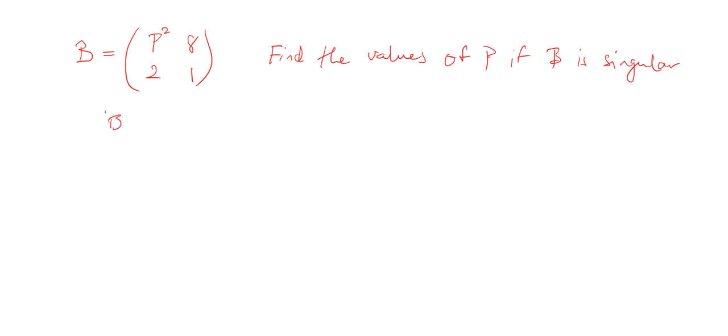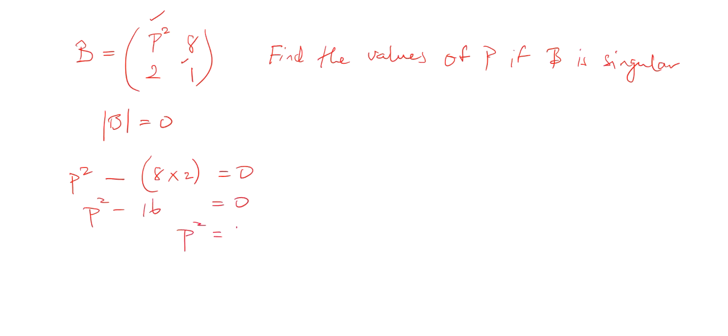So we start off by saying the determinant is equal to 0. So we set up our equation to find the determinant. This term by this term, so it's P squared by 1, which will give me P squared, minus, in brackets, 8 multiplied by 2 is equal to 0. So P squared minus 16 is equal to 0. So P squared is equal to 16. Therefore P is equal to the square root of 16. And therefore P is equal to 4.